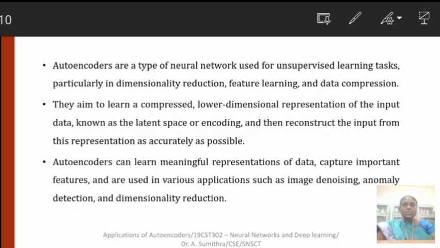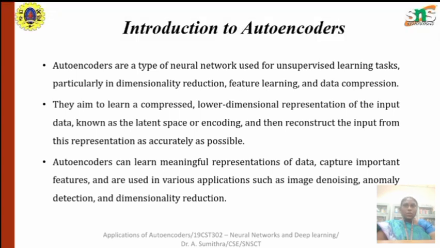The autoencoder is a type of artificial neural network used for unsupervised learning. They work by learning to encode the input data into a lower dimensional representation and then decoding it back to the original input. This process aims to capture the most important features of the input data in an encoded representation.